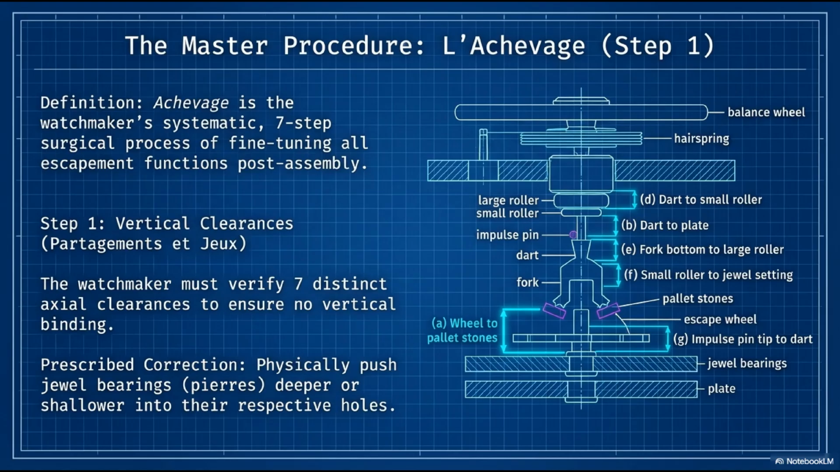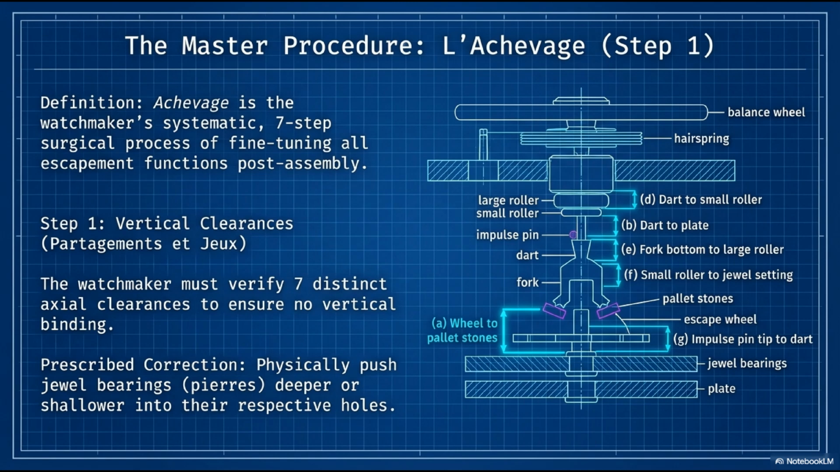Section 6.4.5, Achevage. The watchmaker's master procedure for fine-tuning all escapement functions after assembly. The word comes from the French achever, to complete, to perfect, and that's exactly what it means. Even after careful manufacturing and assembly, accumulated component tolerances can produce an assembled escapement that deviates from specification. Achevage corrects this. 7 sequential steps.